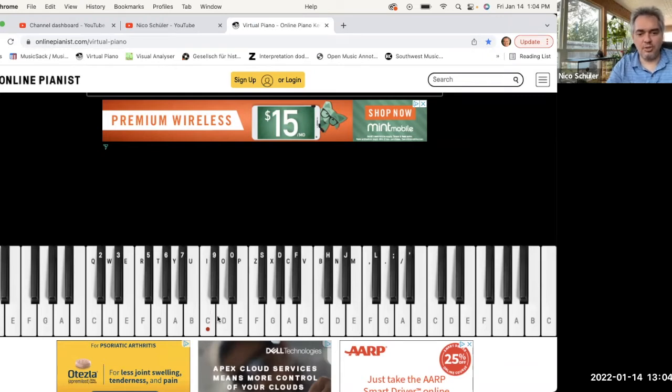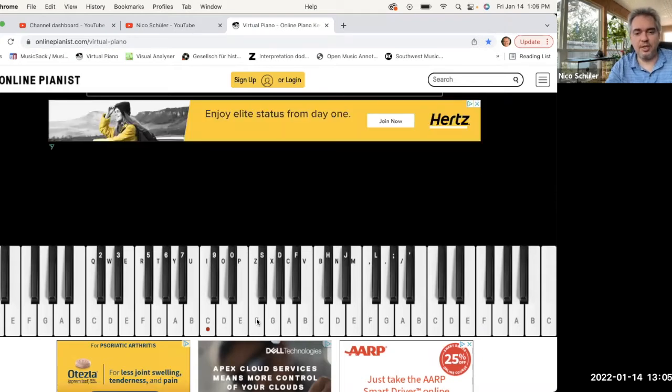So again, a whole step is two half steps, so from the C to this black key and from this black key to here. So from C to D is a whole step, D to E is a whole step, E to F is a half step because there's no key in between. Then we have three whole steps in a row, and the last one from B to C again is a half step. So the structure of any major scale is two whole steps, one half step, three whole steps, one half step.